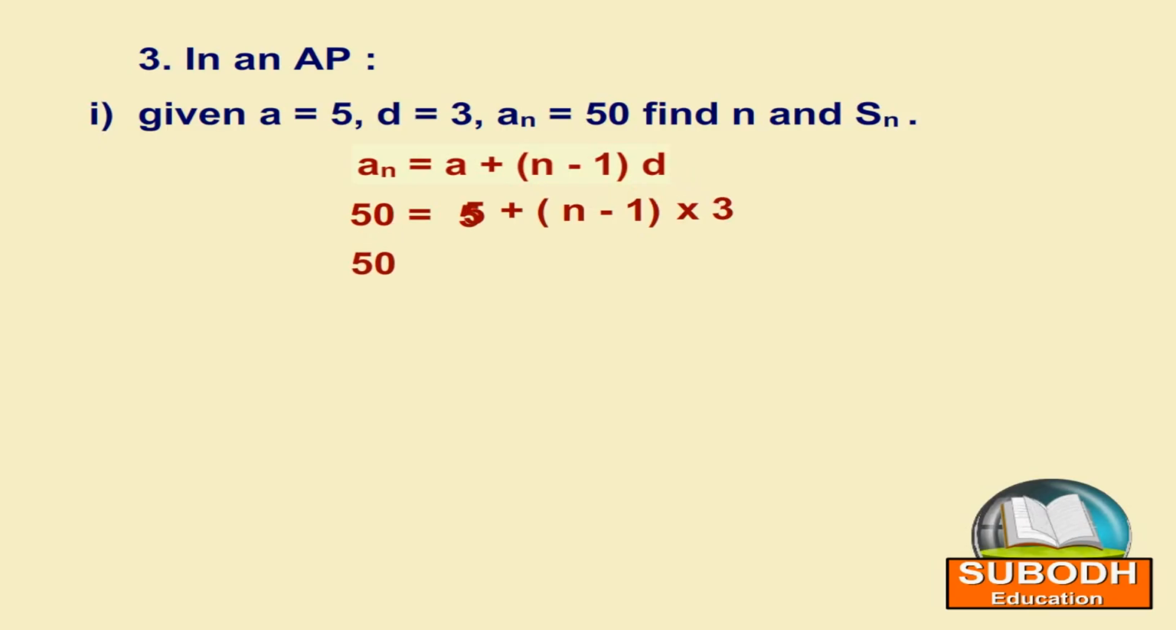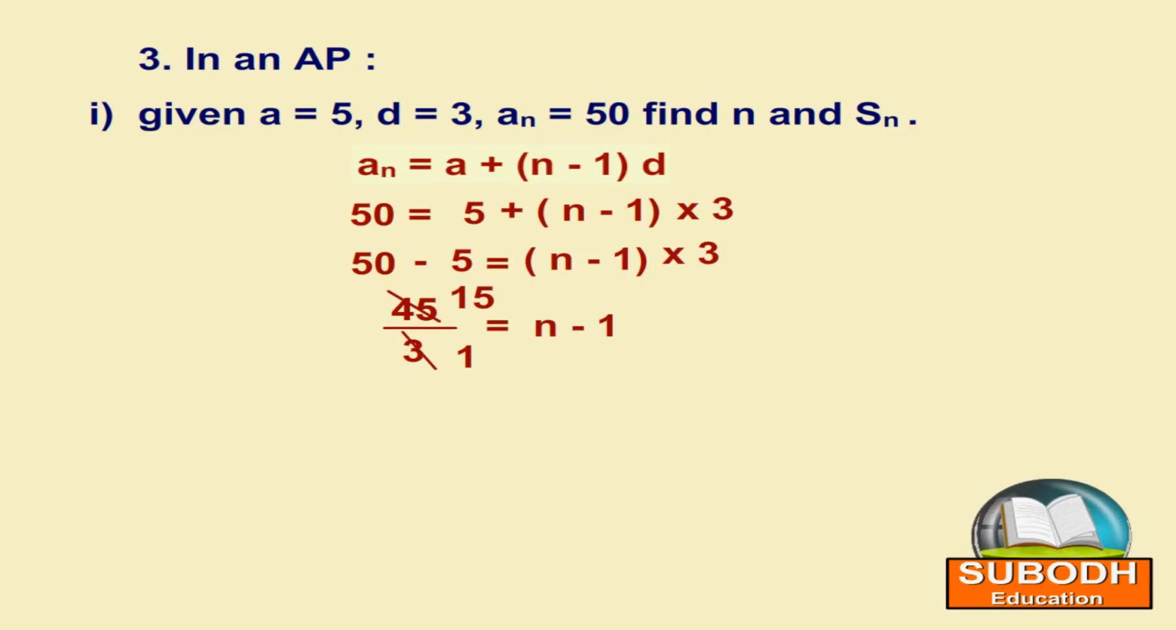50, transfer 5 to the left-hand side with minus 5, is equal to (n - 1) into 3. 50 minus 5 is 45. Transfer the multiple 3 with division: 45 divided by 3 is equal to n - 1. 3 ones are 3, 3 fives are 15. Transfer minus 1, we get plus 1, is equal to n. 15 plus 1, 16, is equal to n.